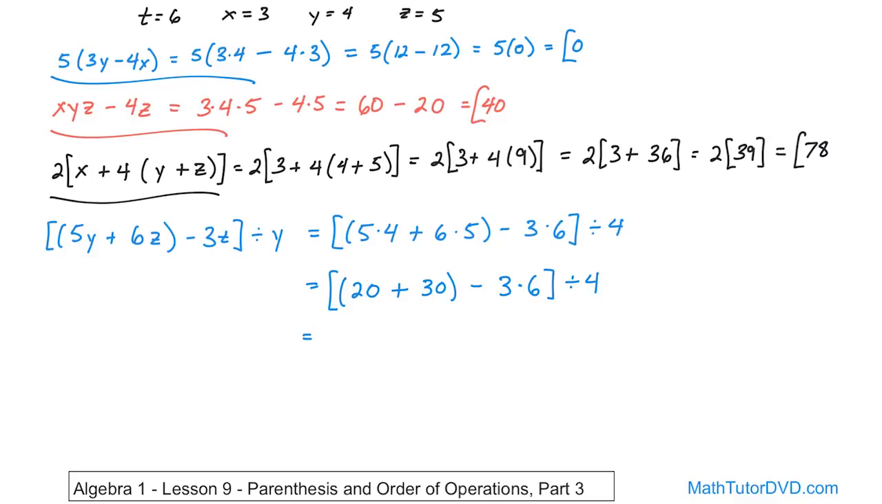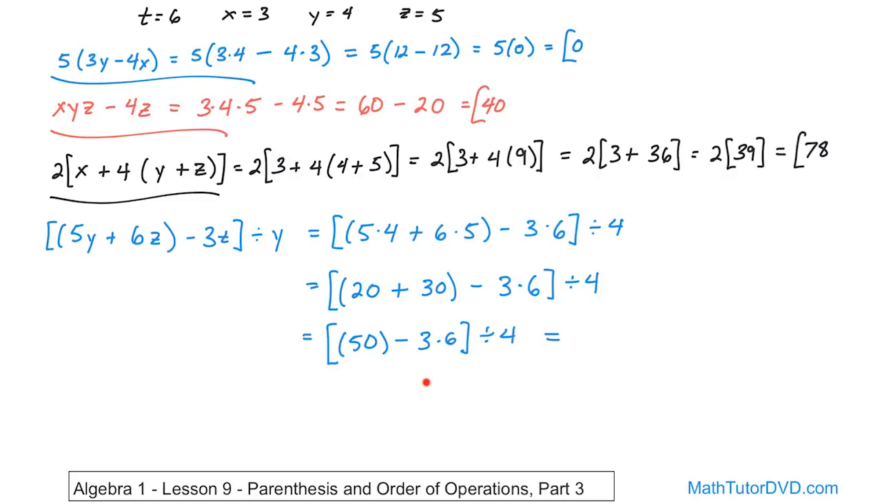So I'm still working on this innermost set of parentheses, 20 plus 30. I'm still working in here. 20 plus 30 I can now do and say that that's 50. All right, minus 3 times 6, close, divide by 4. All right, now what do we do? We look here and we say, well, okay, I've done that parentheses, it's finished. I can mentally kind of drop it.